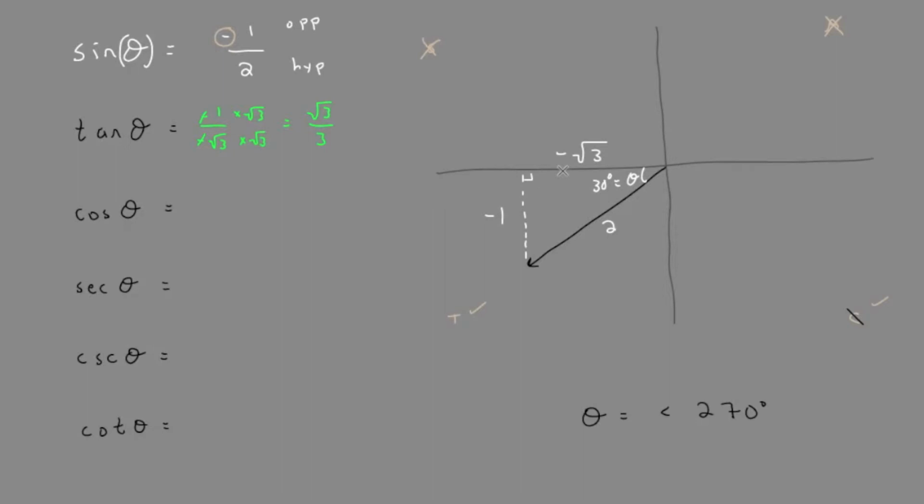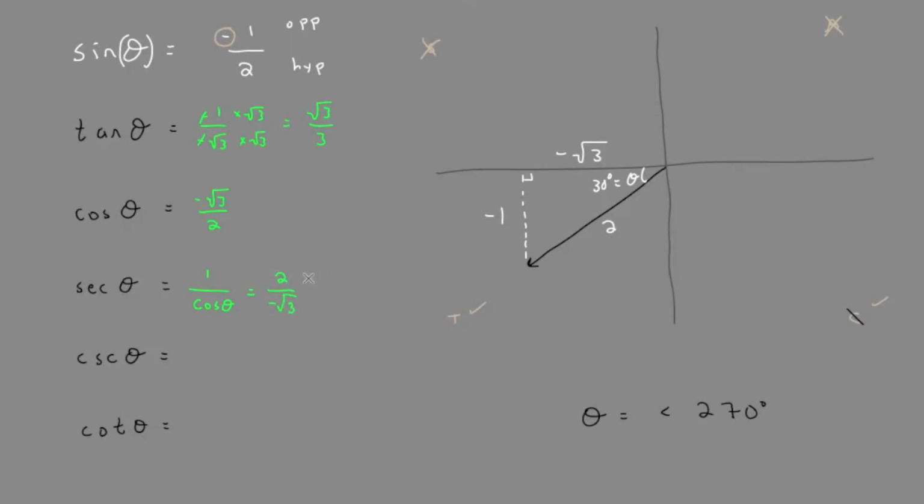Next we have cos theta. Cos is adjacent over hypotenuse. So we could see that the adjacent is -√3 and the hypotenuse is 2. That's done. Secant theta we have to recognize is the inverse of cos theta. So we already have cos theta, so we can just reciprocate or flip what we have already for cos theta. So instead of -√3/2, it's 2 over -√3.